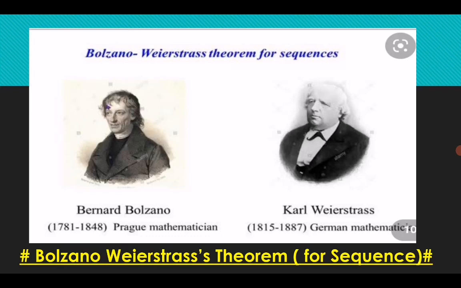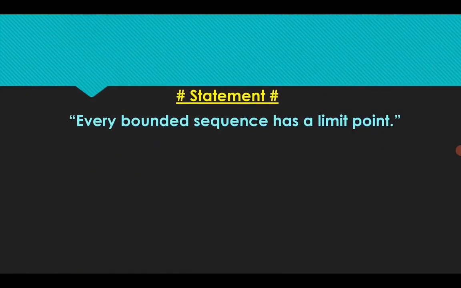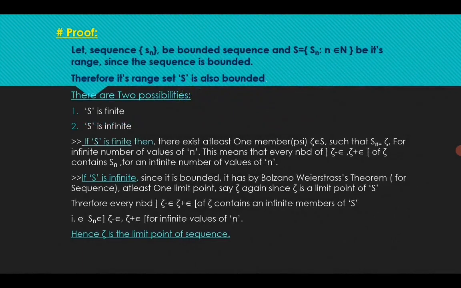Now, let us check the statement of the Bolzano-Weierstrass theorem for sequences. The statement is: every bounded sequence has a limit point. Before we move towards the proof of the Bolzano-Weierstrass theorem, we need some basic concepts. The first basic concept required is a limit point. Let us check what a limit point is.